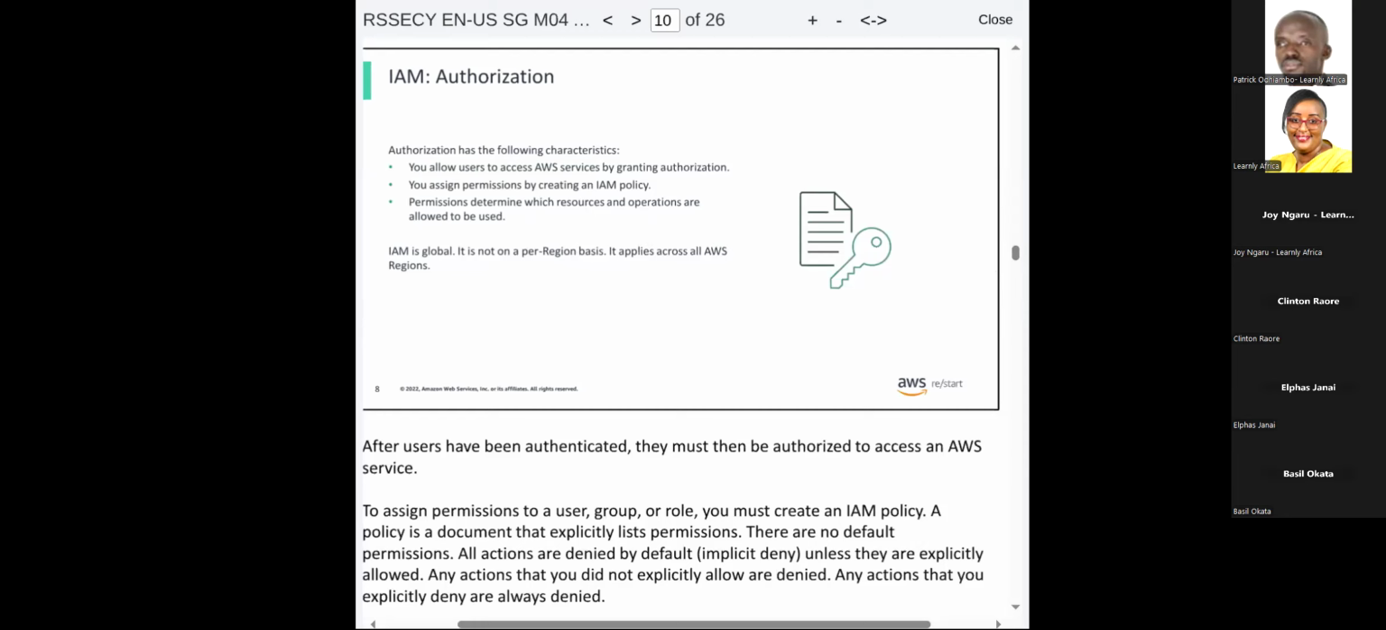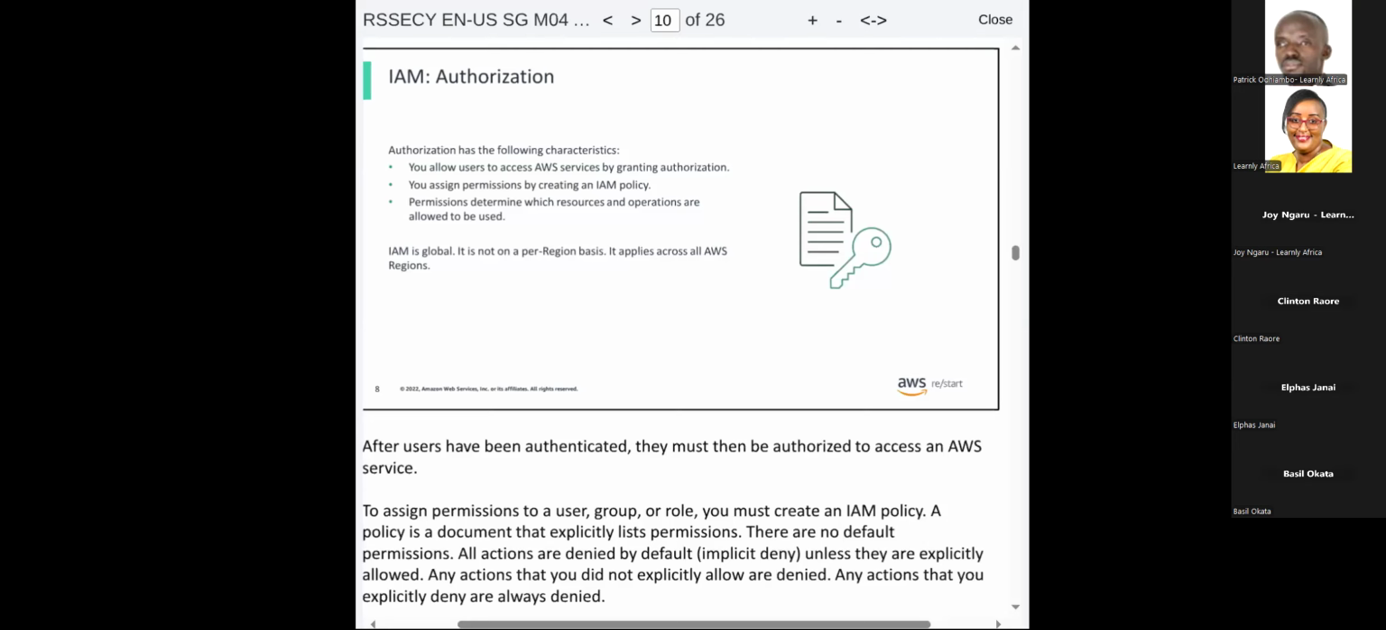Remember the principle of least privilege that we've mentioned? It uses the principle of least privilege to ensure secure and controlled access. So authorization basically says: user this one, group this one, role this one, you can do this. User this one, you cannot do this. Group this one, you cannot do this, but you can do this.